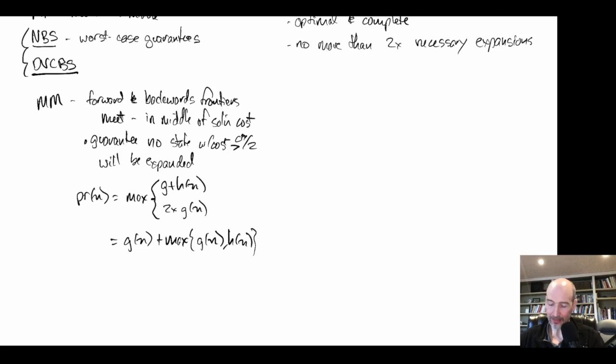And what you can see is if there is a state with cost greater than C star over 2, then g of n plus g of n would be greater than C star. And we can show that there is a path that exists from start to goal with cost C star, and therefore we'll always find that cost before that node.